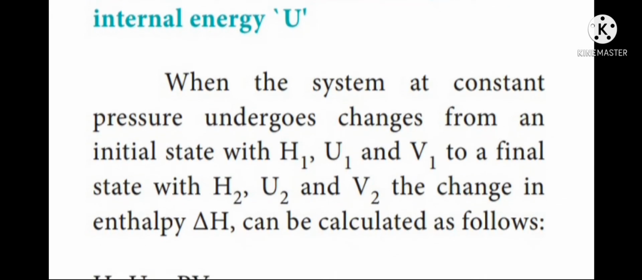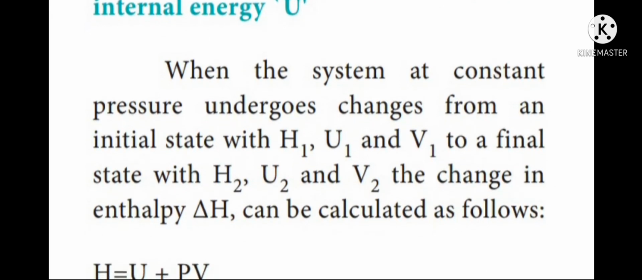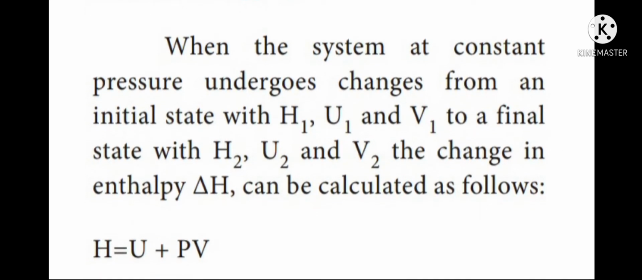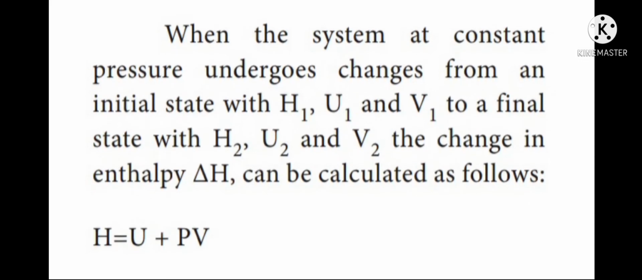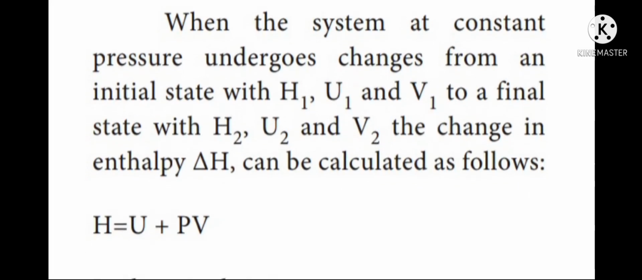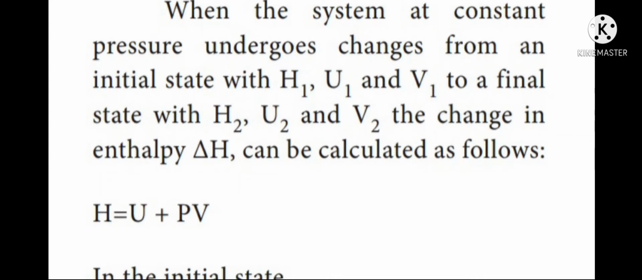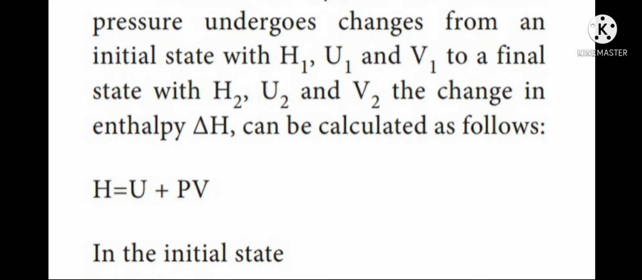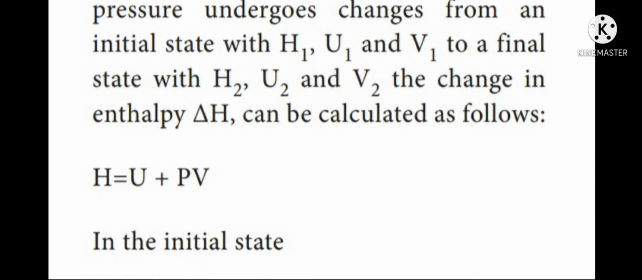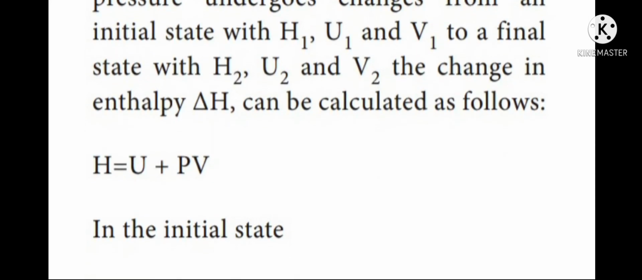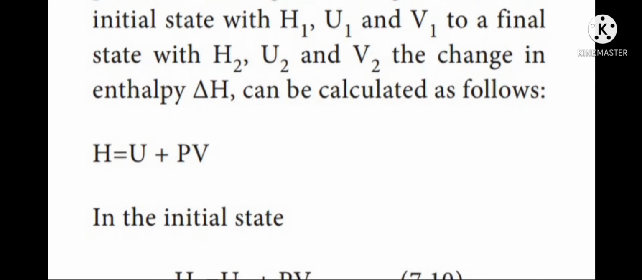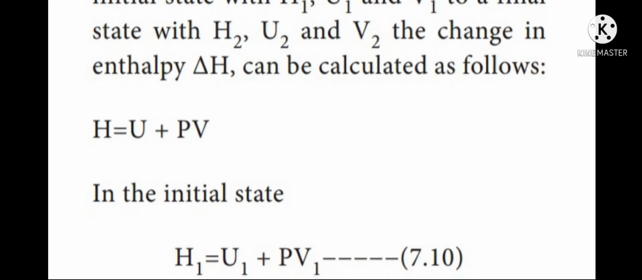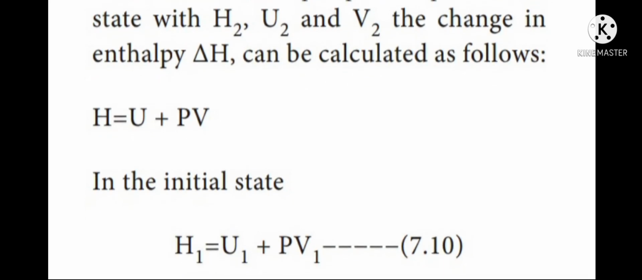When the system at a constant pressure undergoes changes from an initial state with H1, U1 and V1 to a final state with H2, U2 and V2, the change in enthalpy delta H can be calculated as follows. H equals U plus PV, where H is enthalpy, U is internal energy, P is pressure, V is volume.